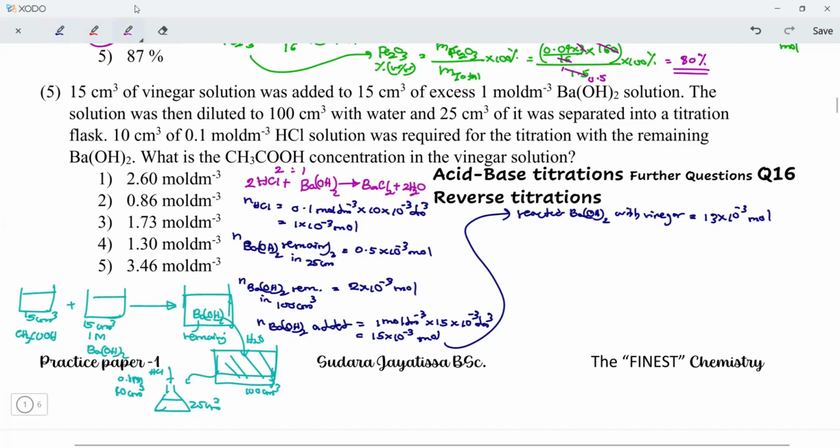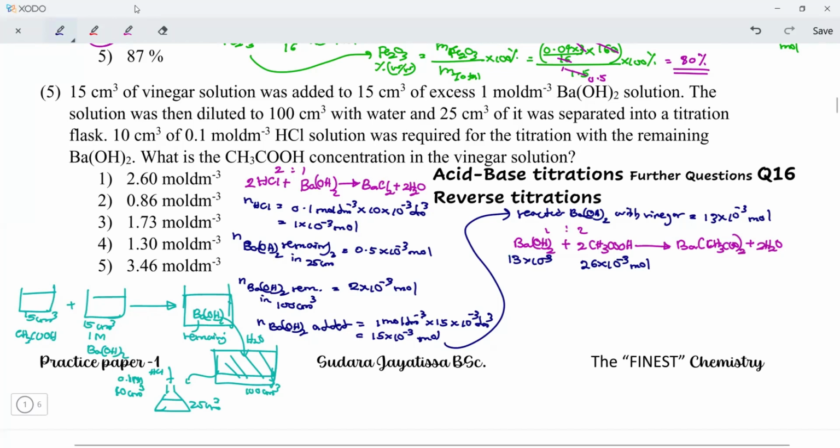Now we go for the reaction. Barium hydroxide and acetic acid, that also reacting in 1 is to 2 ratio and 2 water. So from this reaction you will be getting barium acetate and 2 water. So what is important is the ratio. Okay, so if you know that the moles of barium hydroxide reacted is 13 into 10 to the power minus 3, 2 times like that. That means 26 into 10 to the power minus 3 moles will be reacting from acetic acid.